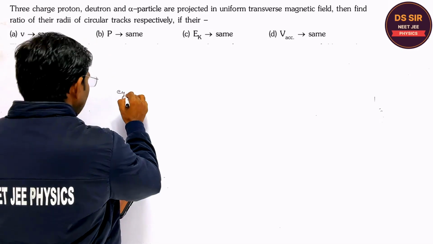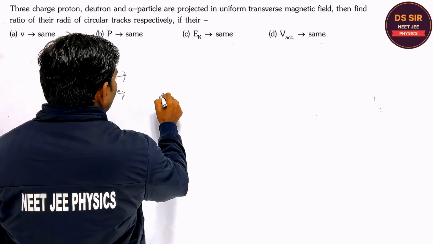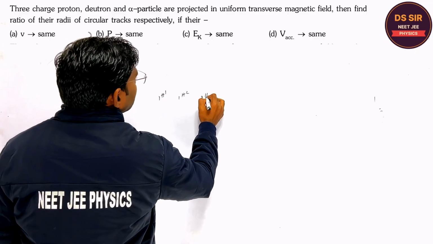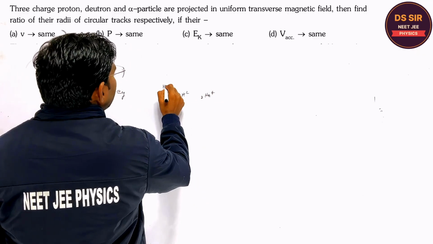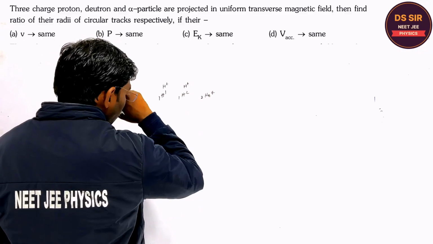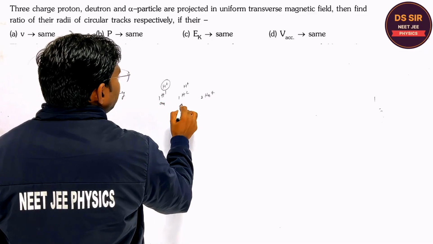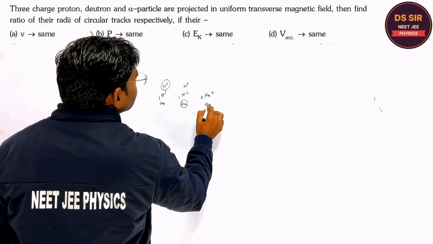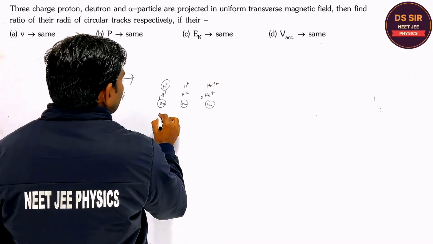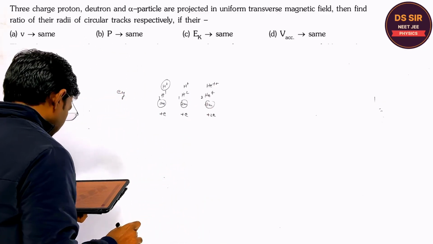So read this question. In this question, three charged particles: proton, deuteron, and alpha particle. The proton is H+, its mass is m; the deuteron has mass 2m; and the alpha particle is He++ with mass 4m. The charges are plus e, plus e, and plus 2e. You understand or not? Yes.